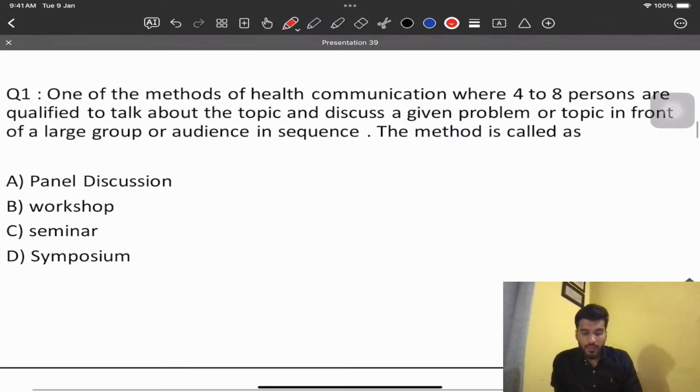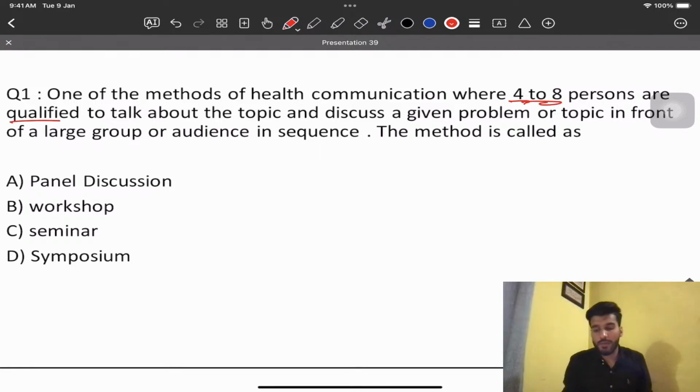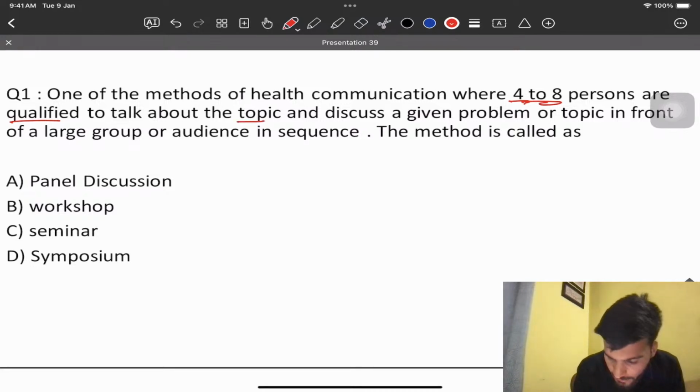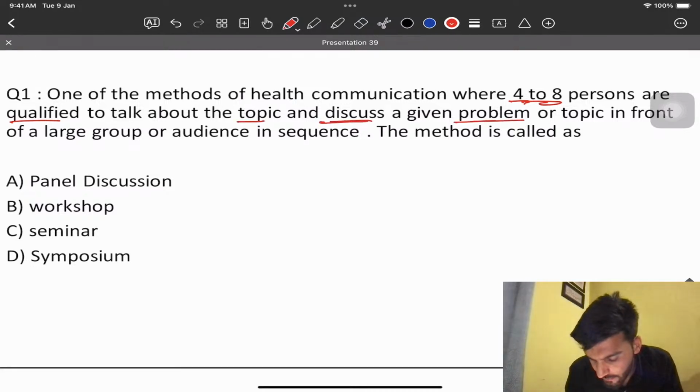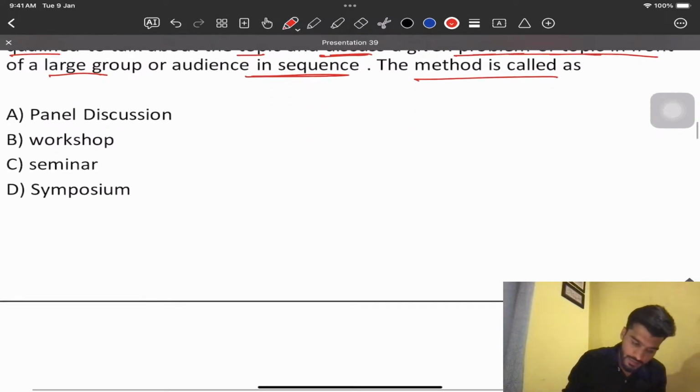Now it's from communication, guys. One of the methods of health communication where 4 to 8 persons qualified to talk about the topic discuss a problem or topic in front of a large group in sequence. The method is called, simply, guys, 4 to 8 experts delivering in a sequence. Let's discuss.